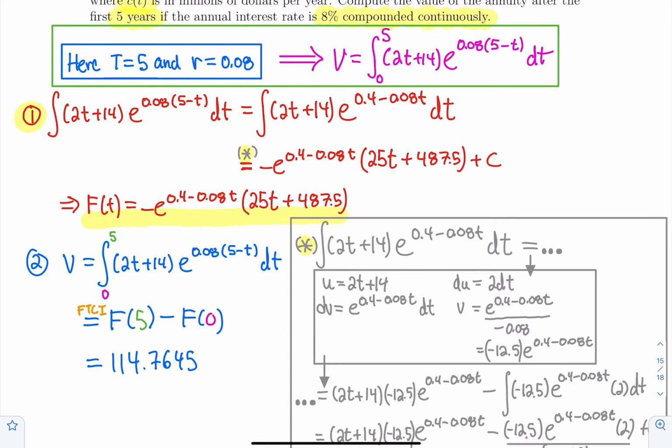I've called that primitive big F of t. Then you go back to your definite integral question. You want to do this between 0 and 5. No problem. By the first fundamental theorem of calculus, I'm going to compute big F at 5 minus big F at 0. And you should double check, just by evaluation, that this simplifies to 114.7645 millions of dollars. All right, that's it for that example.